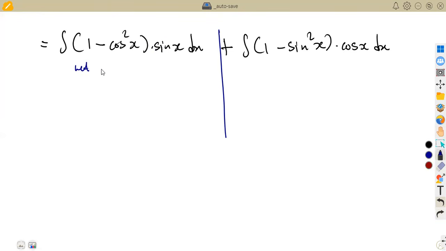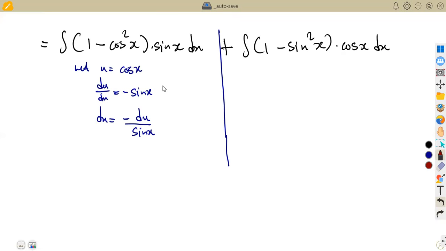So if we let u be cos of x, the derivative of u with respect to x is going to be negative sine x. Remember, guys, we make dx the subject here, so it is going to be minus du over the sine of x. All right. So this is what you're supposed to do in actual sense. You were supposed to get this back here.